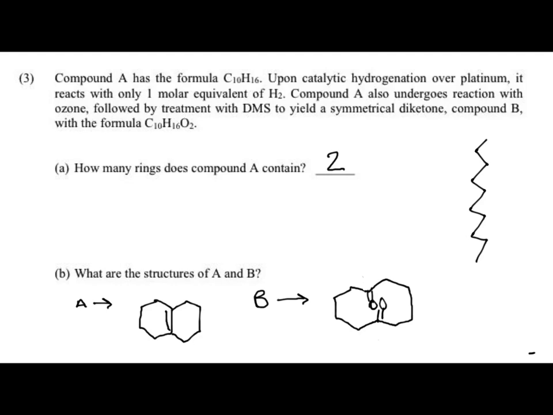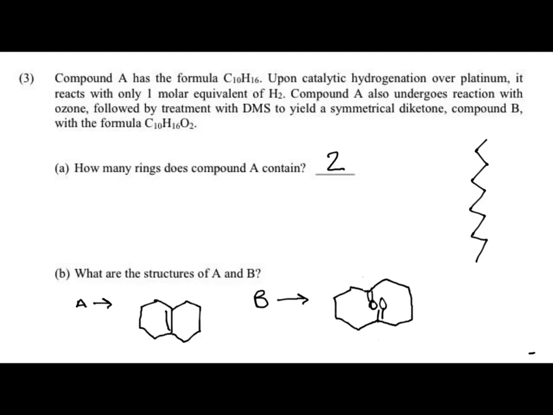Now, how many unsaturations do we have here? How many hydrogens do we lose? 6. Because we have 6 hydrogens which are missing compared to the maximum number you could ever have with 10 carbons. So that's 3 unsaturations. There's only one double bond because it only reacts with 1 molar equivalent of H2. So the other way you can lose hydrogens is by closing up a ring. Whenever you close a ring, you get rid of 2 hydrogens and make a carbon-carbon bond instead. So that's another way you can introduce unsaturation. And so that means there must be 2 rings in there.